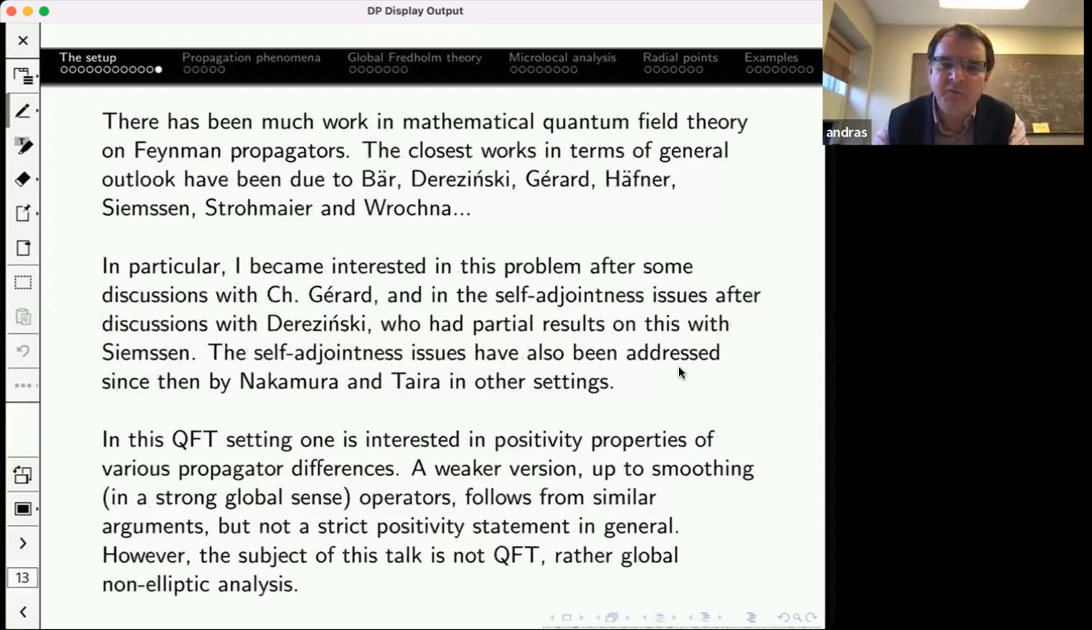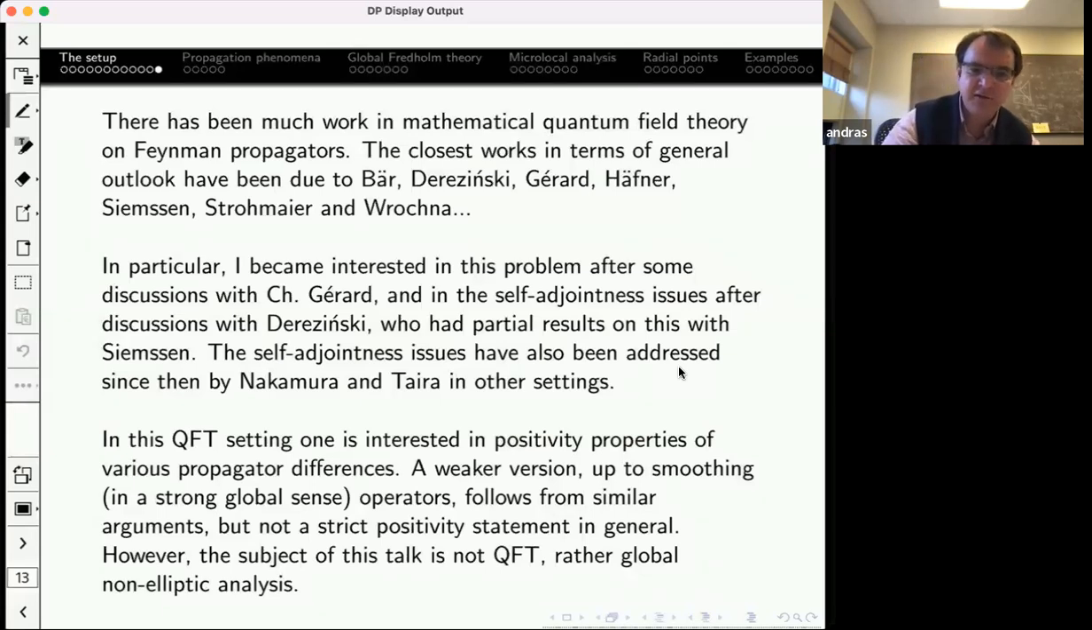And I just want to give a bit of context for it. I'm certainly not a QFT person overall, not even a mathematical QFT person. A lot of the motivation, like the positivity things, came from discussions that I had with Christian Gérard, and the self-adjointness issues with Dereziński, who had asked me about this earlier, and he had some partial results with his then student Siemssen. And in various other settings, the self-adjointness has also been addressed by Shu Nakamura and his student Koichi Taira.